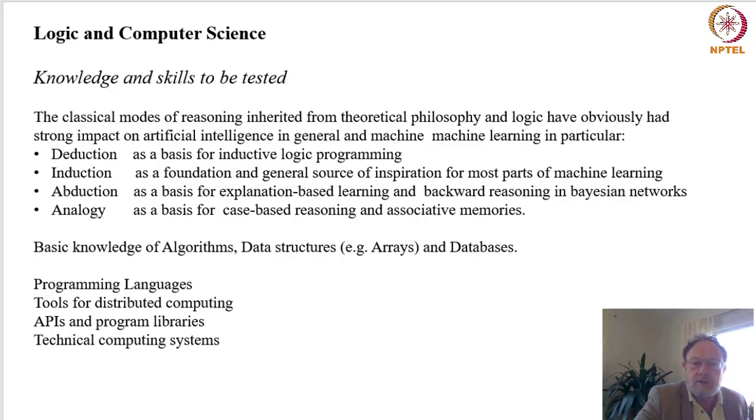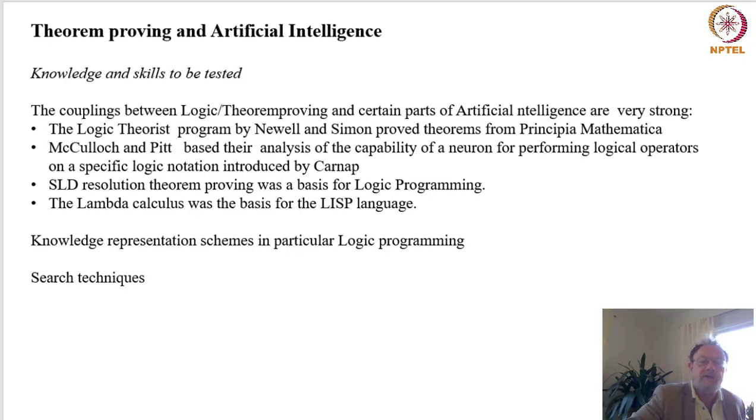Then going on directly, I think, to artificial intelligence and theorem proving. There are a lot of couplings between theorem proving and artificial intelligence, and we have talked about that in various corners of the course. We also talked about knowledge representation schemes. So that's necessary. We cannot talk about learning if we don't talk about knowledge representation. And one particular scheme that was highlighted was logic programming. Also, search techniques occur in various corners of the course.